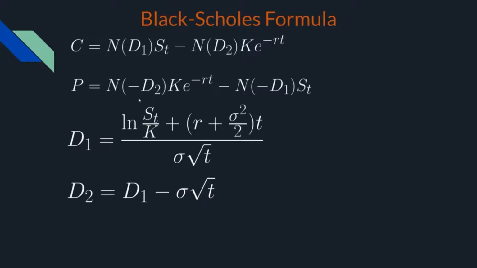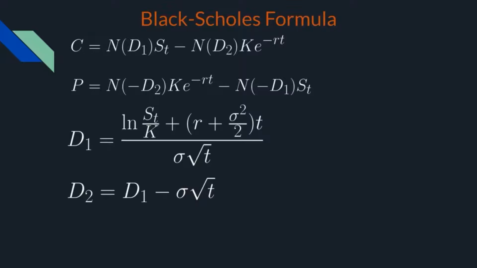Now for put options, it's a little different. We actually are going to take the second term of the call option, which is the normal distribution times the strike price, and subtract that from the normal distribution of D1 times the current stock price. And also the inputs to both of the normal distribution functions will be negative.